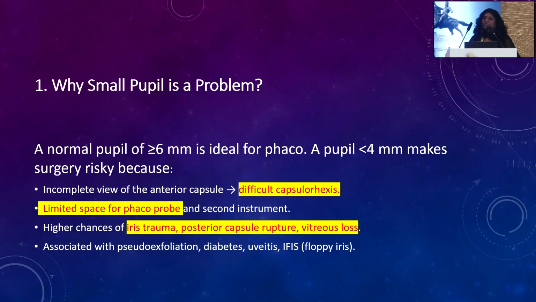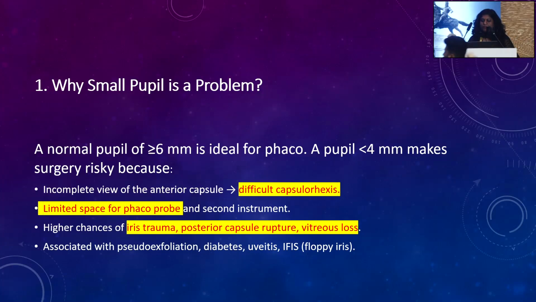Why is a small pupil a problem? A normal pupil of more than 6 millimeters is ideal for phacoemulsification. A pupillary size of less than 4 millimeters makes it surgically risky. How is it risky? It gives an incomplete view of the anterior capsule, which makes capsulorhexis difficult, limited space for the phaco probe and even a second instrument, and higher chances of iris trauma, posterior capsular rupture and vitreous loss.